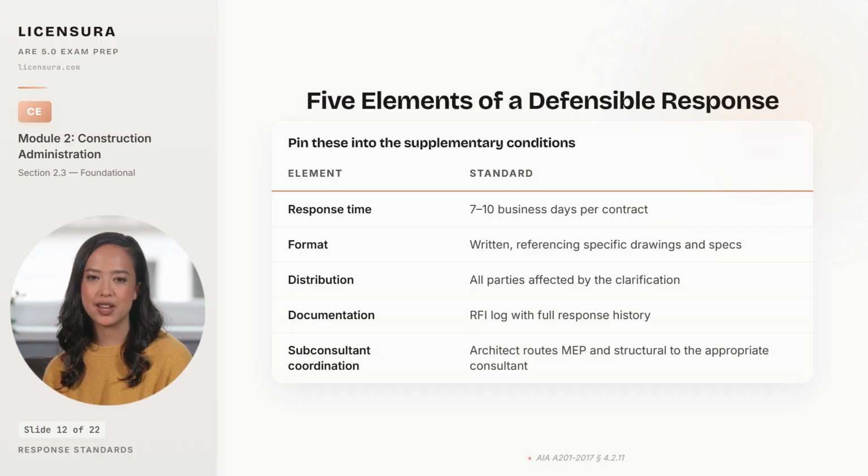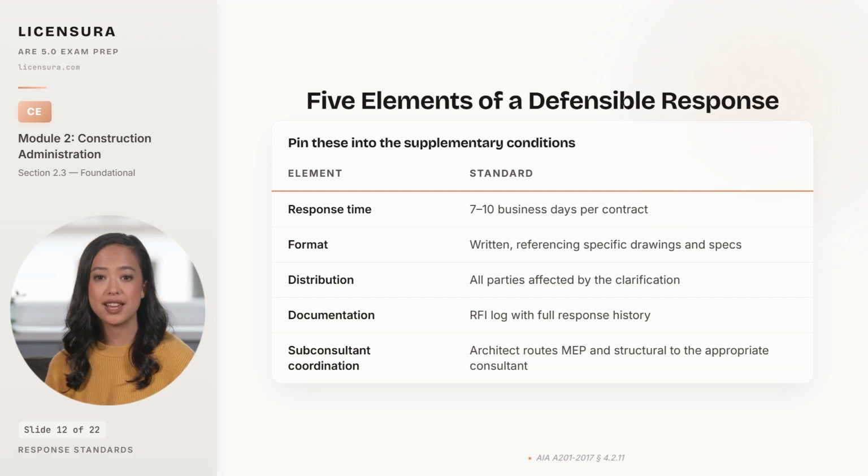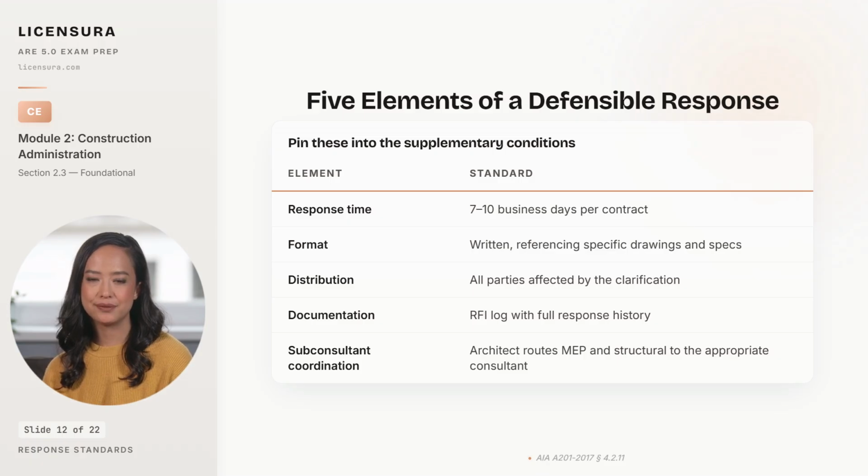Documentation lives in a numbered RFI log with the full response history, including every cycle if the RFI cycled more than once. And subconsultant coordination is the architect of record's responsibility. MEP RFIs route to the MEP engineer first, structural RFIs route to the structural engineer first, and the architect consolidates a single coherent response.